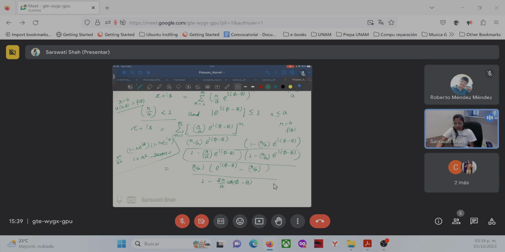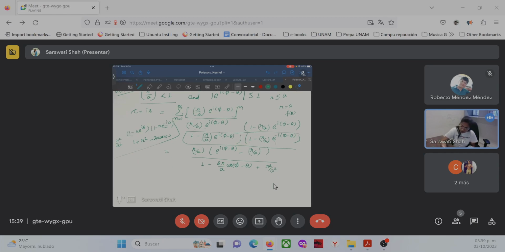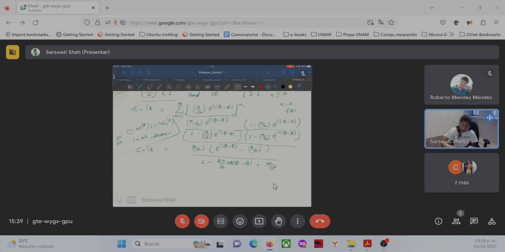That was our aim, to make the denominator free from the iota, so that we can calculate the imaginary part and we can calculate the real part. So the real part will be the solution of the given equation, the Laplacian equation. So that was our aim, and that's why I am doing so. So this is C plus iota S.